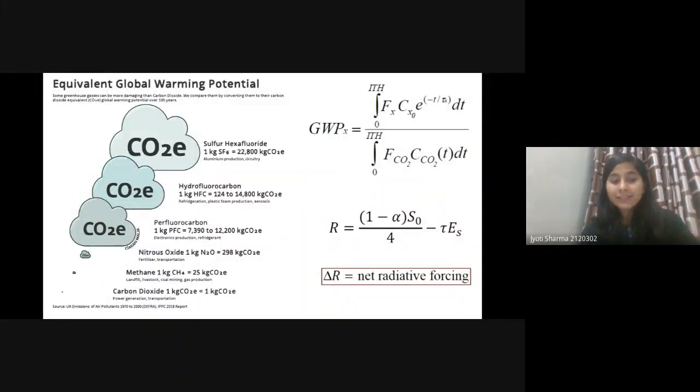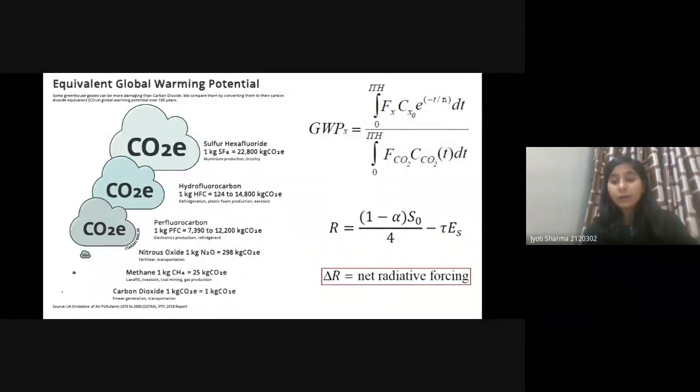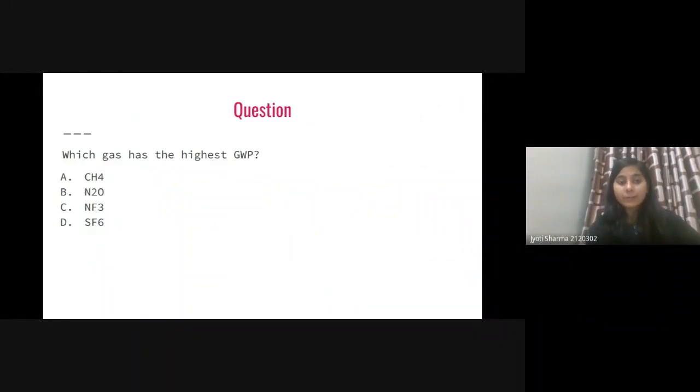So there may be some mechanism by which, if we can remove this nitrous oxide very efficiently, then a large portion of the warming we can reduce, right? So this will give you an idea which gas we should target, right? So this is the global warming potential.